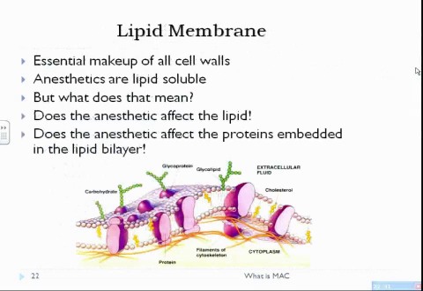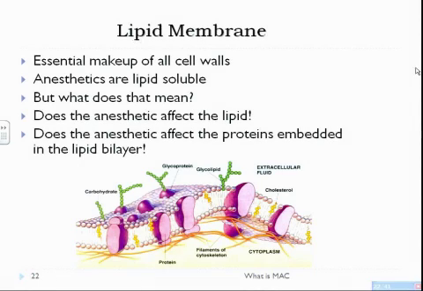As for your lipid membrane, remember its essential makeup of cell walls. All the anesthetics are lipid soluble. But what does that really mean? Does the anesthetic affect the lipid, or does the anesthetic affect the proteins embedded in the lipid? Now, the Meyer-Overton theory says that the lipid bilayer is where all the action is taking place. I think it should be a combined approach.